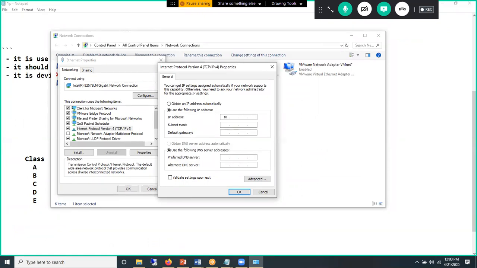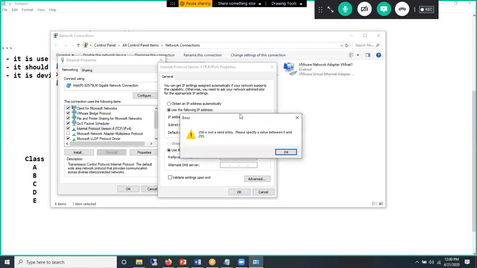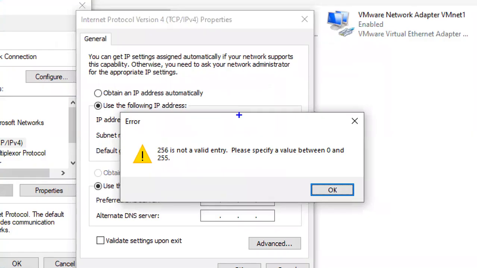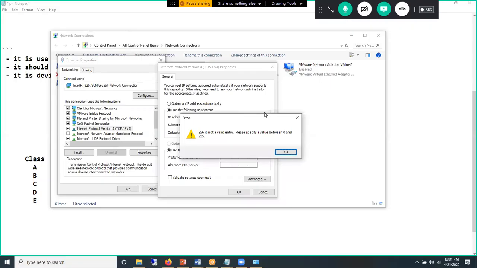Okay, so let's say 10.0.0. Now I can give 1, I can give 10, I can give 100, I can give 200, I can even have 250, even I can have 255. But if I put 256 here, again you have the same error. So 256 is not a valid entry. We can give a number from 0 to 255 maximum. Okay, so this thing you need to understand.